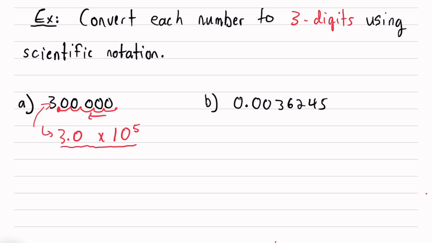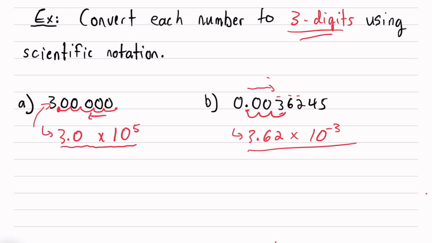Now for the next one, we have 0.0036245. Well, now I don't have to pretend that there's an invisible decimal. There's one right over here. So I'm going to take that and move it till the first number, just like I did with the previous one. So that'll be 1, 2, 3. And remember that we want 3 digits. So we're only going to take the first, second, and third digits here. So that'll be 3.62. And then times 10, the base is always 10. And now, because we had to move the decimal to the right, it's going to be to the negative 1, 2, and 3. So when we move to the right, it's negative, and when we move to the left, it's positive. And again, this is the same number as this, except we have a much more condensed form.